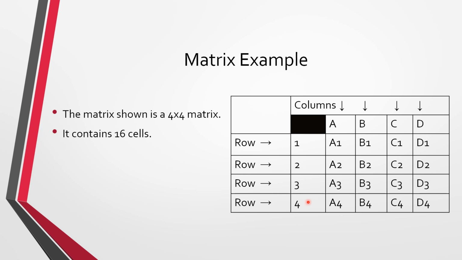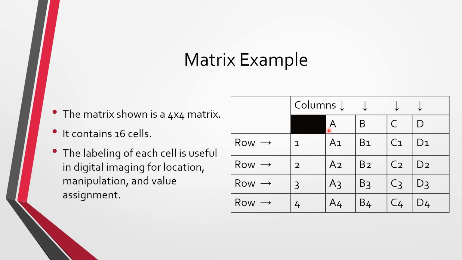The matrix shown is a 4x4 matrix, as we talked about. It contains 16 cells. The labeling of the matrix is useful in digital imaging for location, manipulation, and value assignment.